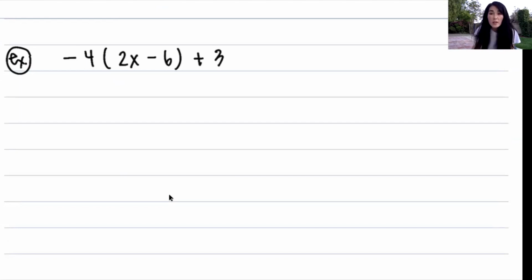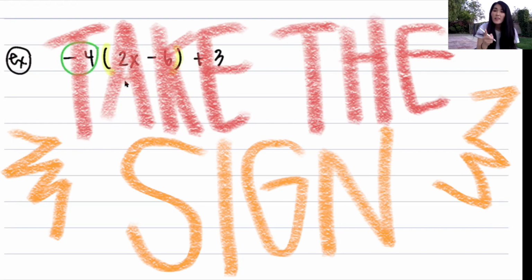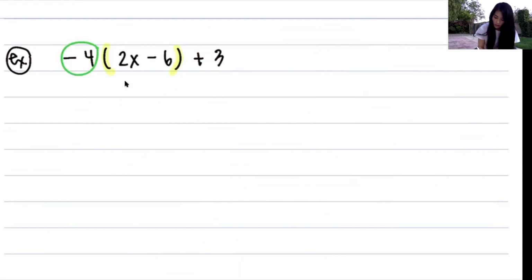Okay, the first thing that I want to point out to you guys is with distributive property, as a reminder, you only distribute to the parentheses. So only here, not this 3. This 3 is added secondary. So again, just distribute to the parentheses. So a problem like this, you're going to distribute and take the sign, the negative 4 to both terms.